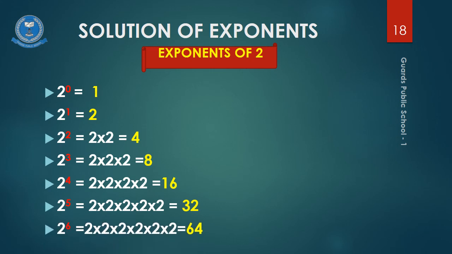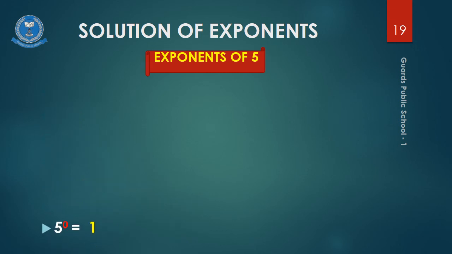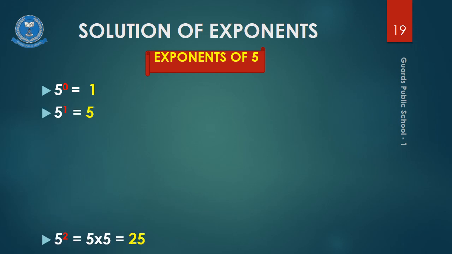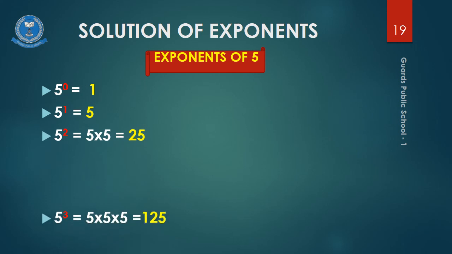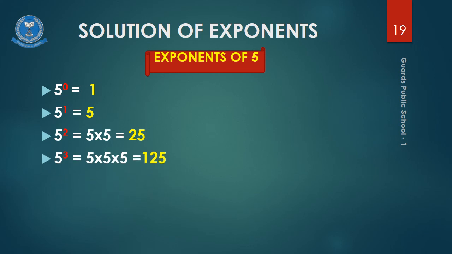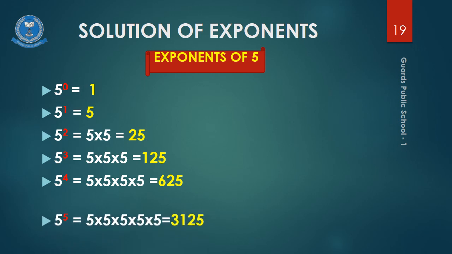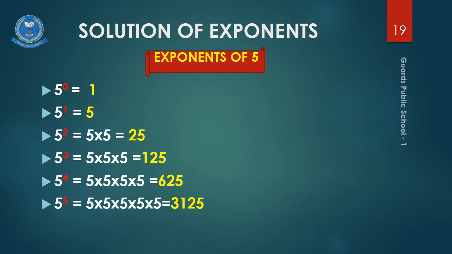Then we have exponents of 5. 5 exponent 0 is 1. 5 exponent 1 is 5. 5 exponent 2 means 5 multiplied by 5. 5 5s are 25. 5 exponent 3, 5 5s are 25 and 25 5s are 125. 5 exponent 4 means multiplication of 5, how many times? 4 times. It is equals to 625. 5 exponent 5, multiplication of 5 times, is equals to 3125. And 5 exponent 6 means multiplication of 5, how many times? 6 times. It is equals to 15,625. These are the solution of exponents.